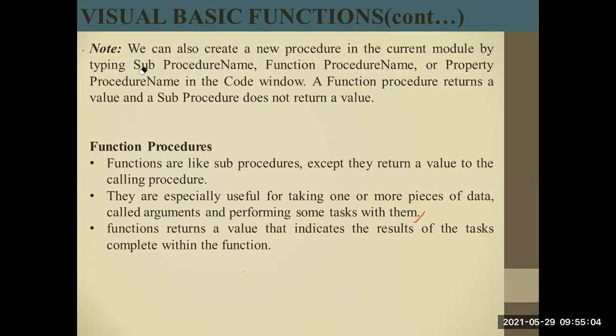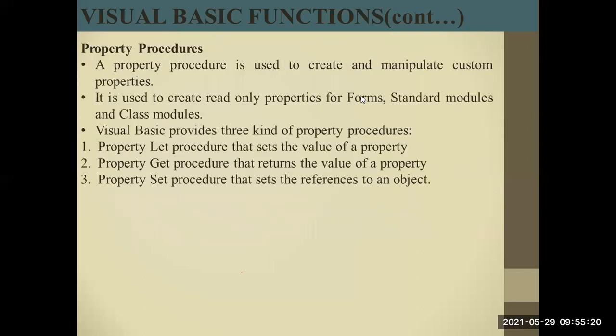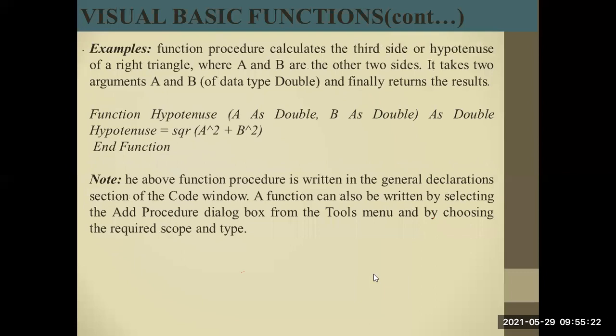Then the function procedure. The function procedure is very similar to the sub procedure, but what is the difference? The difference is in terms of their return values. The function procedure always returns something, but the sub procedure will not return anything. Okay, so let us understand with the help of an example.